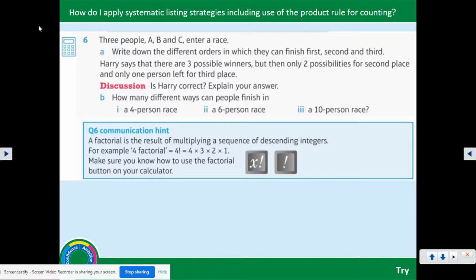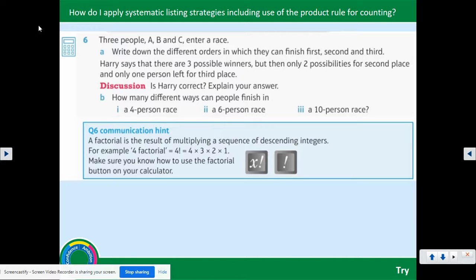Okay, so think about what we've just done. There's 3 different places. How many people can finish first? Therefore, if somebody has to finish first, how many then can finish second? And then if we've got people in first and second place, how many people are going to finish third? Okay, how many possible outcomes are there? Then multiply them together. Harry says that there are 3 possible winners, but then only 2 possibilities for second place and only 1 for third place. Okay, is he correct? And that's also going to help you with that part A. Is he correct there in thinking that?